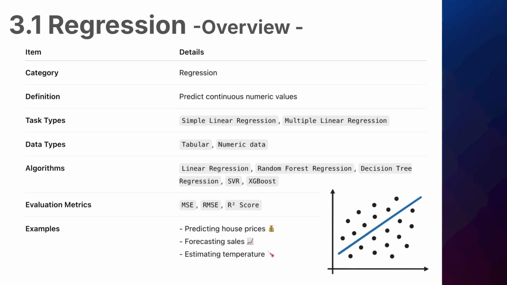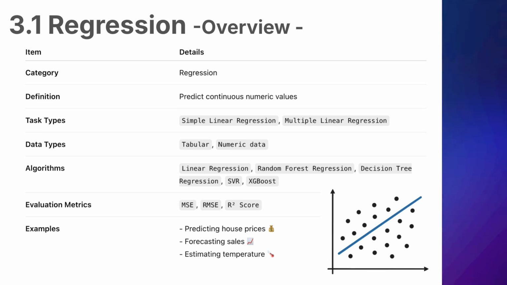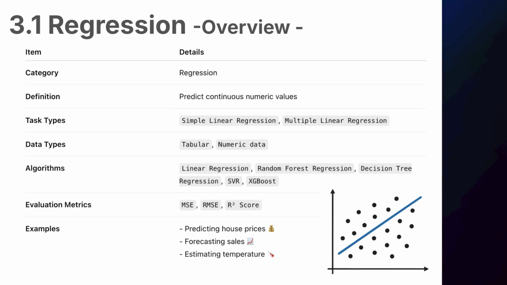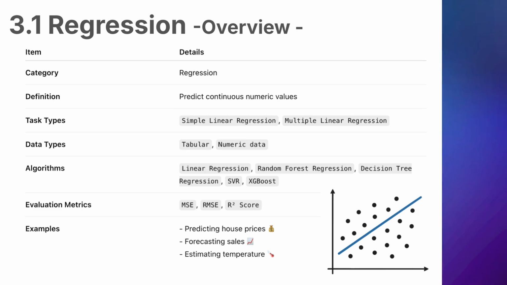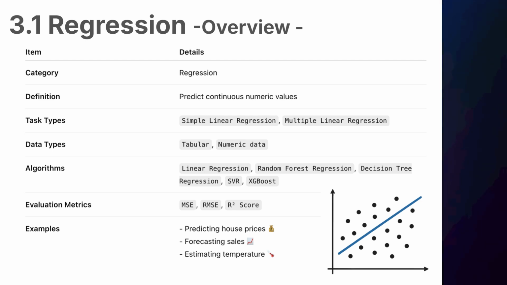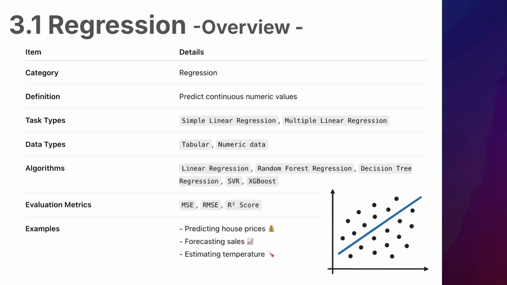Common real-world examples of regression include predicting house prices based on features like size, location, and number of rooms, forecasting sales for the next quarter based on historical data, and estimating temperatures using environmental and seasonal variables. From the next section, let's practice on the real-world tasks.